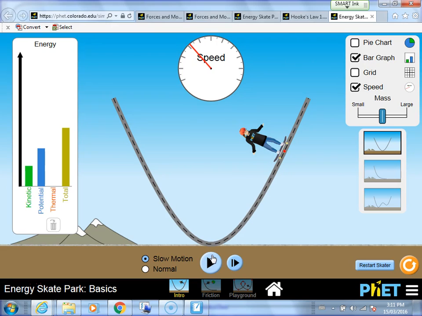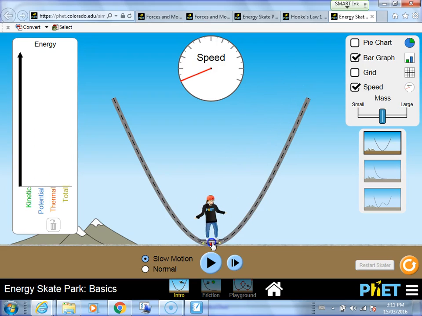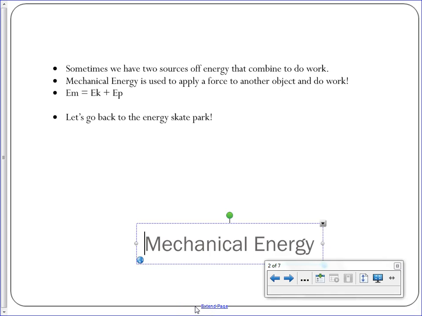But at a point anywhere in between the lowest point and the highest point, we see a combination of kinetic and potential energy, like we see on the side here. That is what we call mechanical energy. So at the highest point, when he's up here, he has potential energy. When he's down here, we have kinetic energy. Here, we have both kinetic and potential. So let's head back to our presentation.